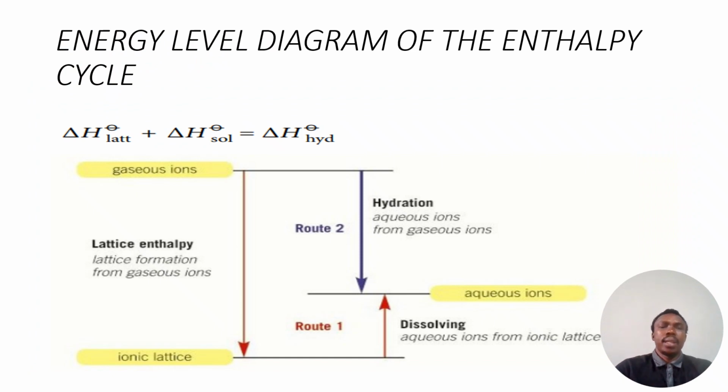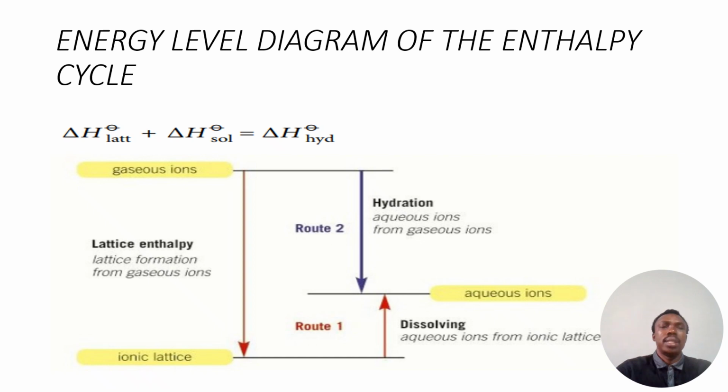Just like the enthalpy cycle, we can represent the lattice energy, enthalpy change of hydration, and enthalpy change of solution using the energy level diagram. As you can see with the diagram before us, some of the arrows are going down while some of the arrows are going up. So we need to consider the processes involved, whether it's an exothermic process or an endothermic process.